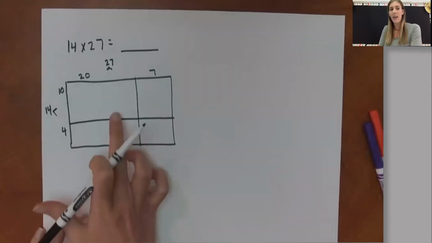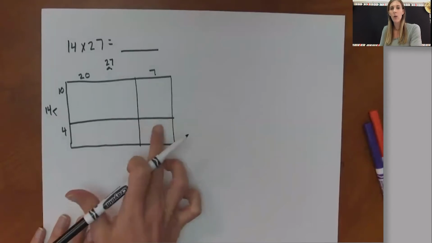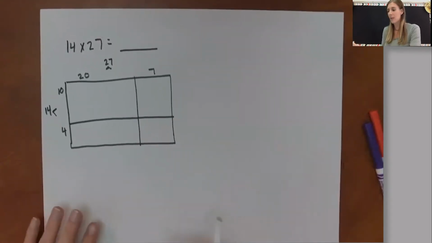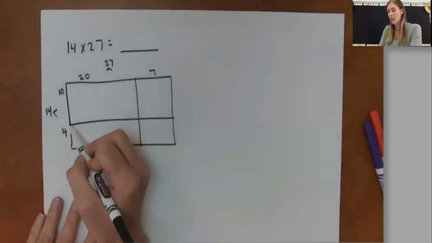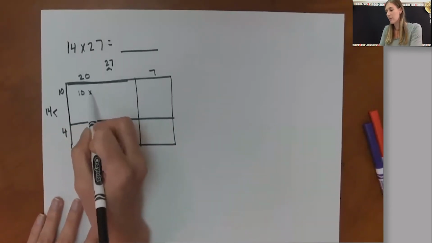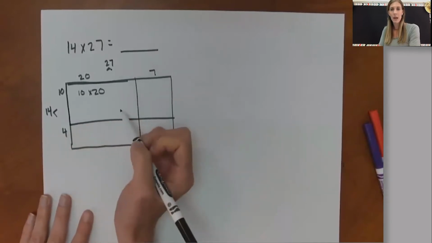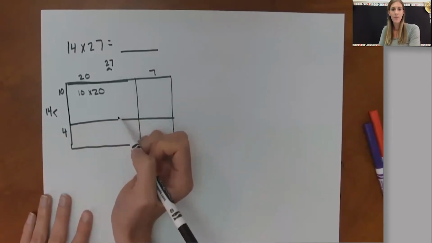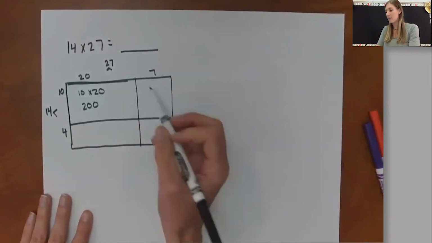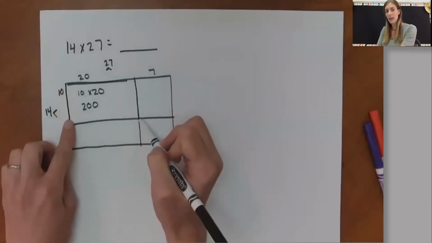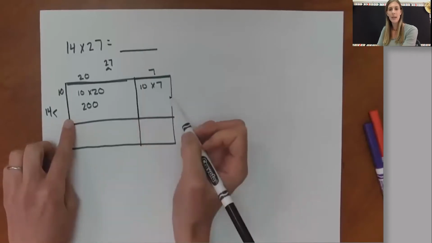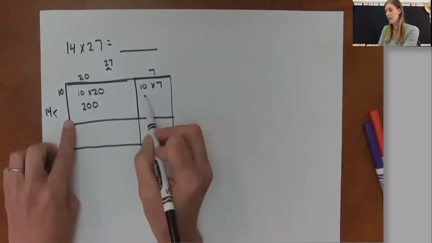So we're going to find the area of each smaller rectangle. We know area is what? Length times width. Great job. So we're going to multiply length times width. So it would be 10 times 20 here. What is 10 times 20? Great job. 200. And our length times width here. Our length is 10. Our width is 7. 10 times 7 is 70. Excellent.